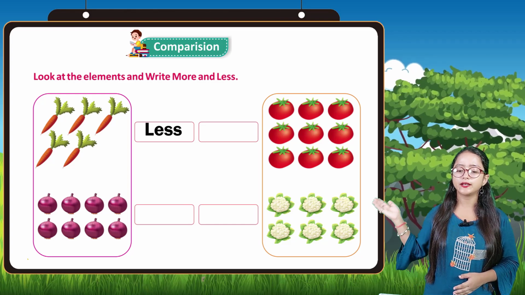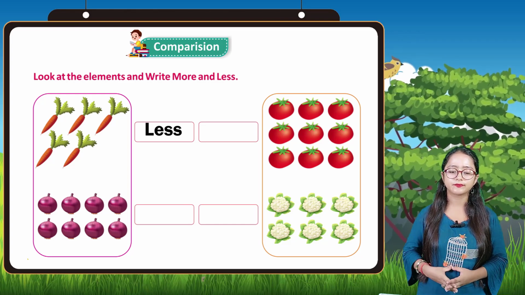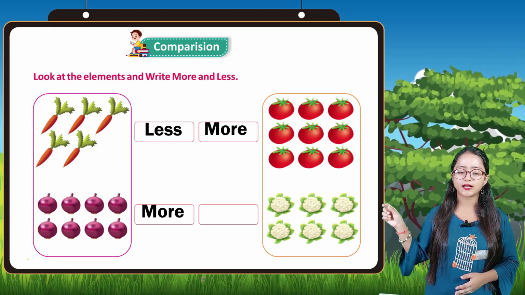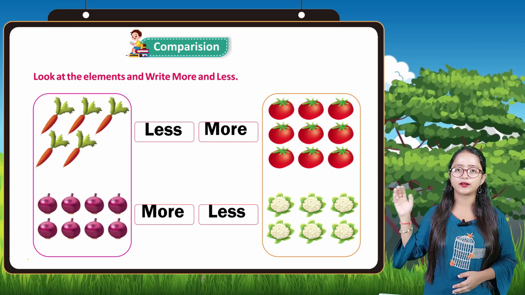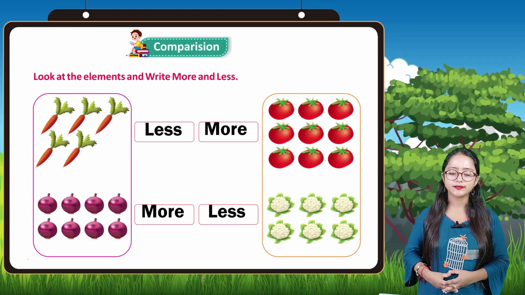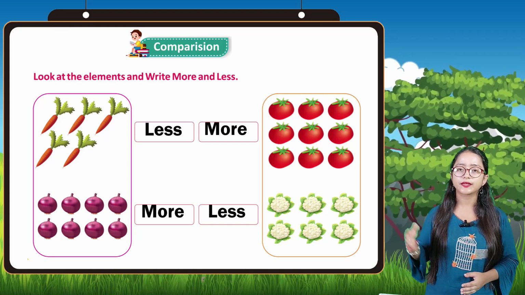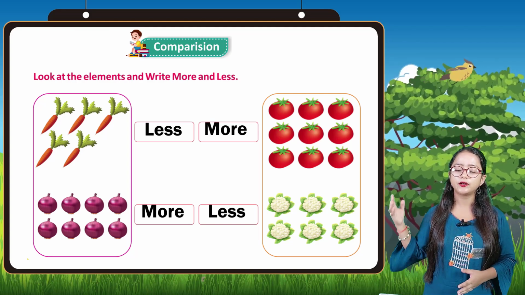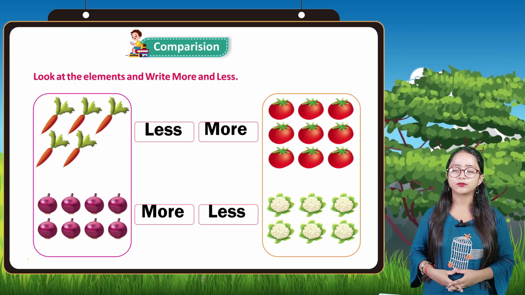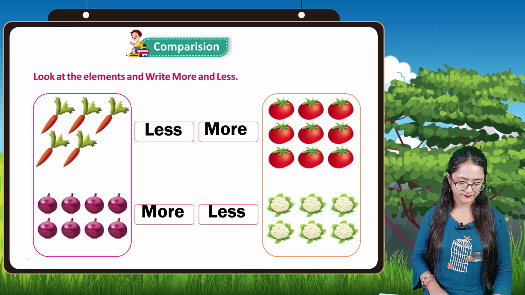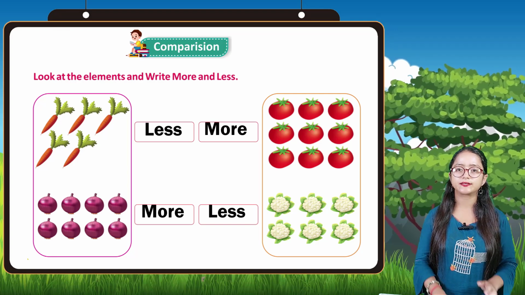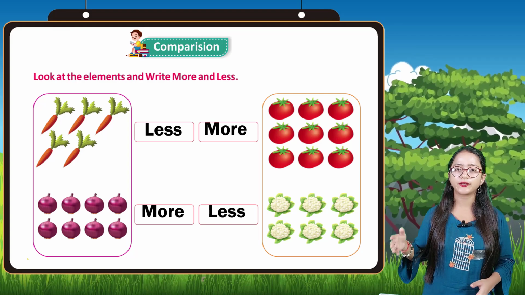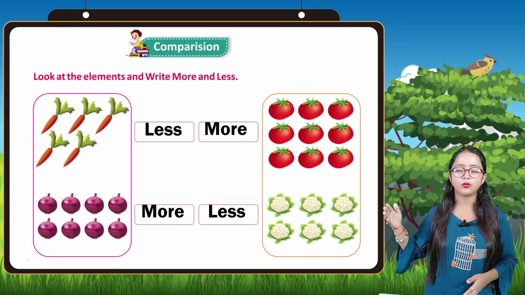Now look at the elements and write more or less. First of all, you have to count the elements. The number of carrots are 1, 2, 3, 4, 5. There are 5 carrots. Whereas the number of onions are 8. So that means carrots are less, onions are more. So write down less over there. L-E-S-S, less. Next one, onions are more. So write down more over there. M-O-R-E, more.